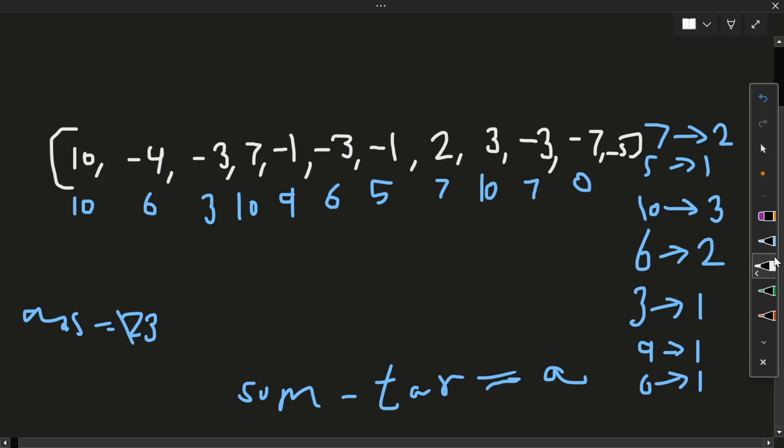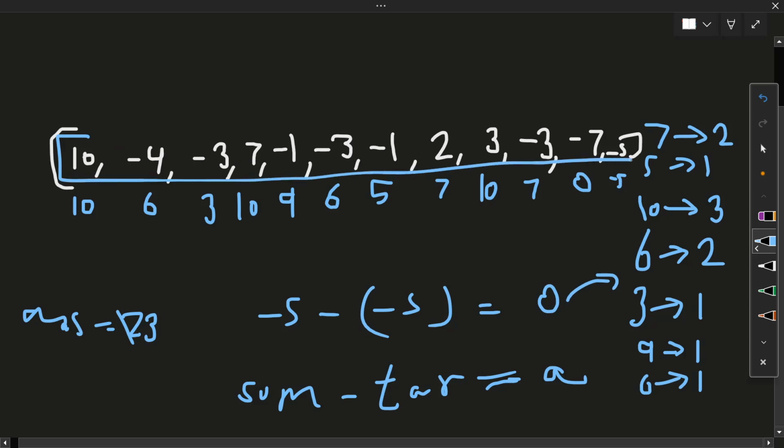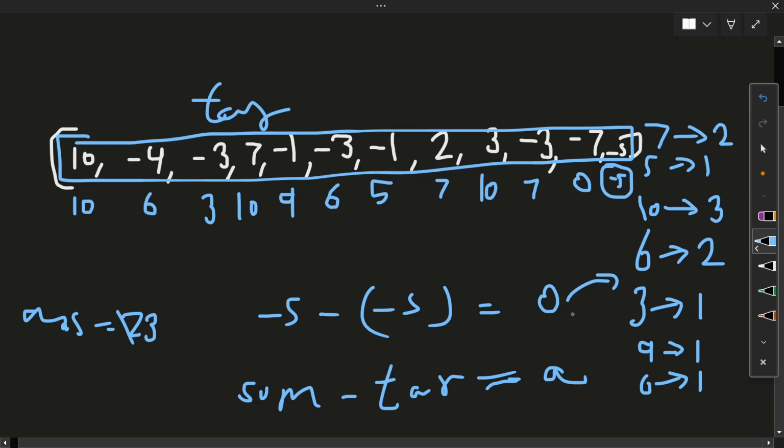So minus 5. Then the summation is minus 5. So what I mean is minus 5 minus 5 is equal to 0. Is 0 there? No, 0 is not there. But the subarray summation is equal to minus 5, means it is equal to the target, and 0 is not there. So initially we need to do just one more step. We need to push 0 with this frequency 1.